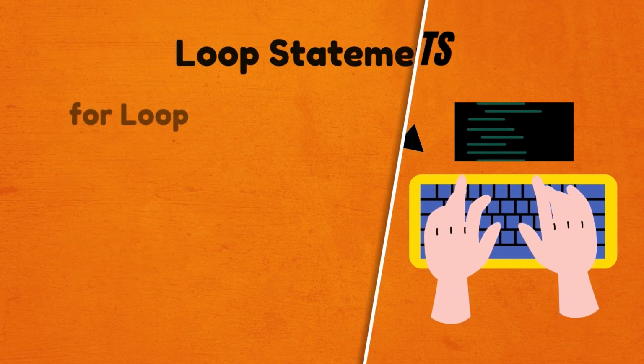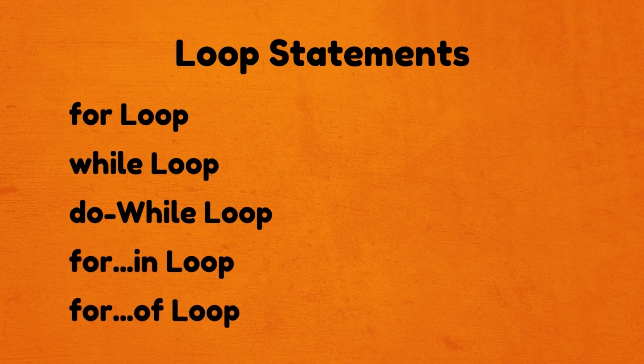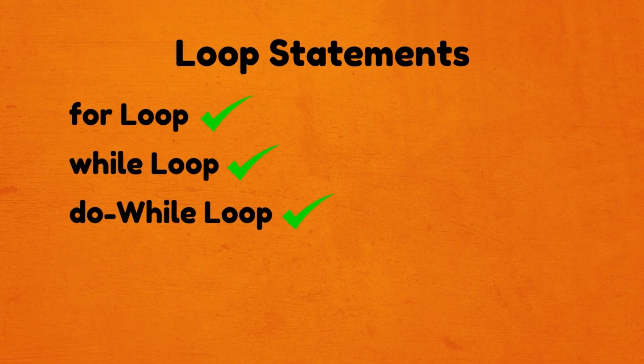So let's get started. Loops can be of several types, such as for loop, while loop, do while loop, for in, and for of loops. But in this session, we will only discuss the for, while, and do while loops. Let's start with the for loop.